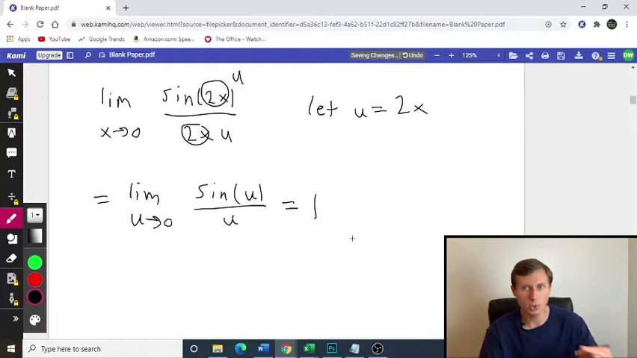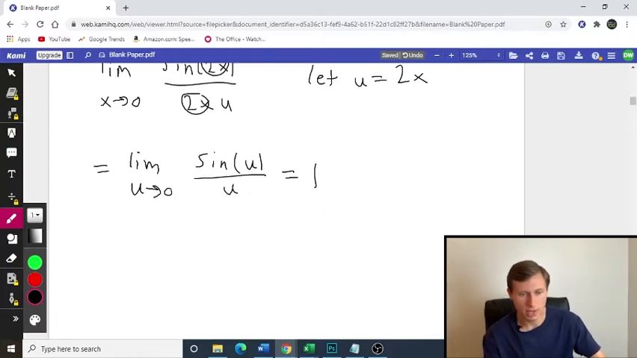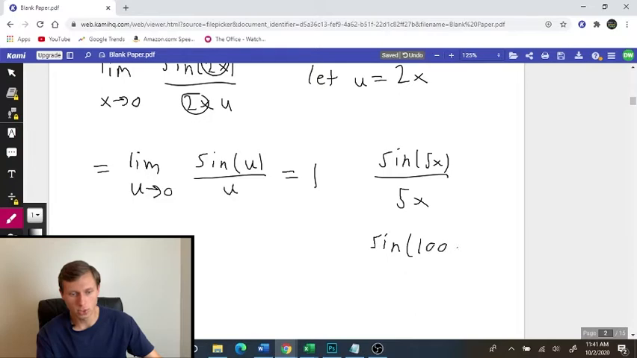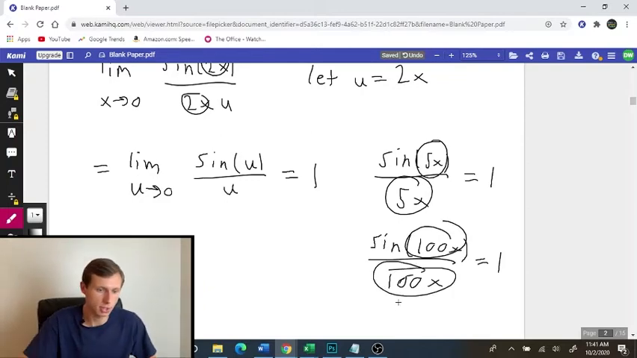And really the takeaway here, if you got lost in what I'm saying, is that if you have sine of 5x over 5x, or sine of 100x over 100x, the limit as x approaches 0 is going to be 1 in all of those cases, because the 5x and the 100x need to match in the numerator and the denominator. So that's how you'd solve that problem.